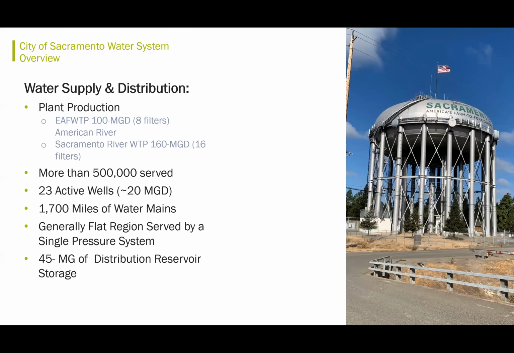A little bit of background on Sacramento's water system. They've got 2 surface water treatment plants. The Fairburn treatment plant's rated 100 MGD based on 8 of the 16 filters operating on the American River, and the Sacramento River water treatment plant, 160 MGD. They serve a little bit over 500,000 people. They also have 23 active wells, 1,700 miles of water mains, and it's generally flat with a single pressure system.